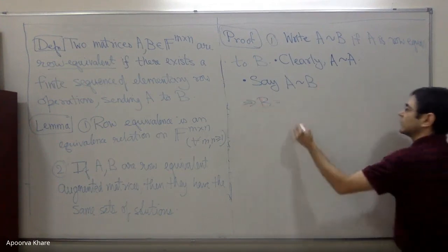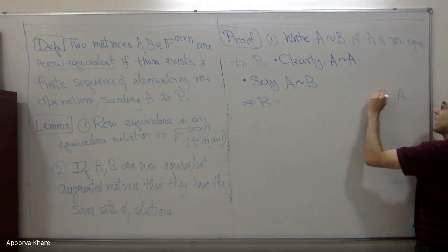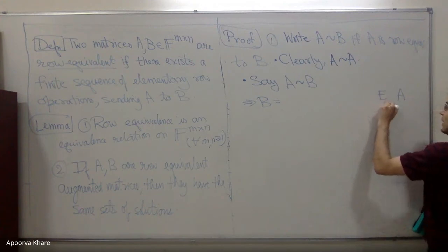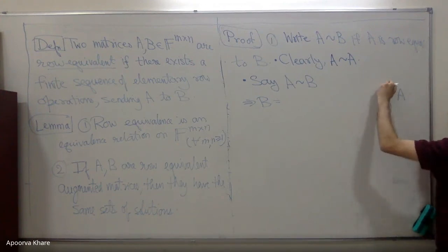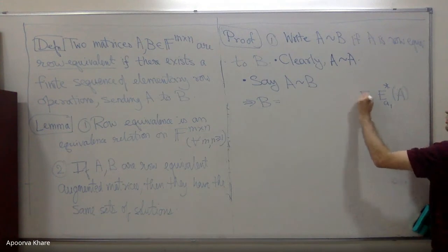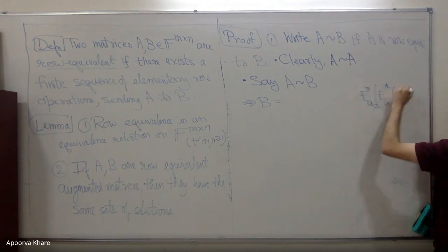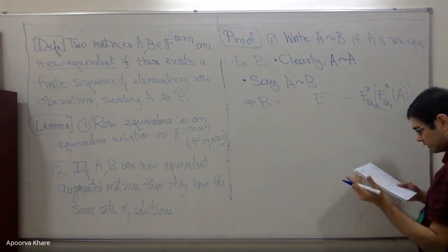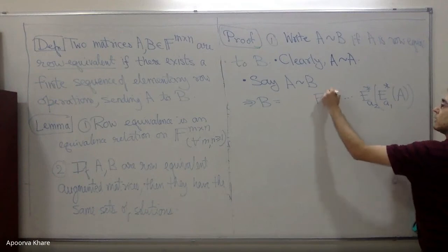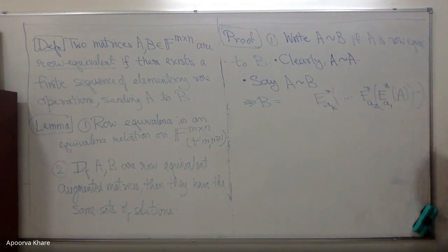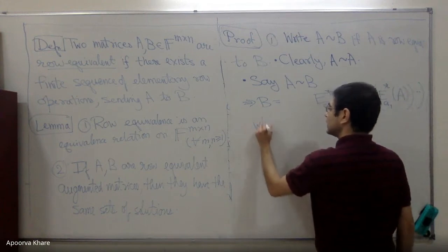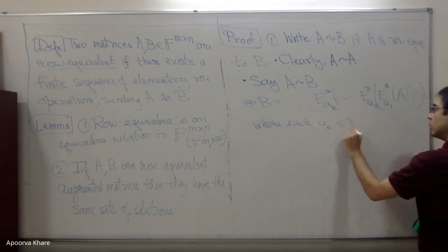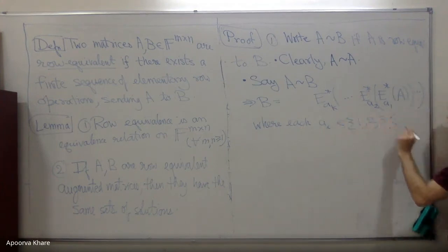B is something like: you start from A, you apply E_{a1} with some parameters, then you apply E_{a2} with some parameters to E_{a1} of A, and so on till you get to E_{ak} with some parameters applied, where each a_i belongs to the set {1, 2, 3}.